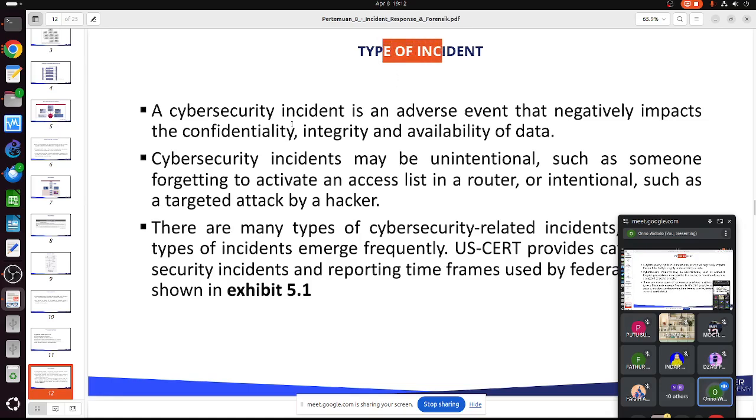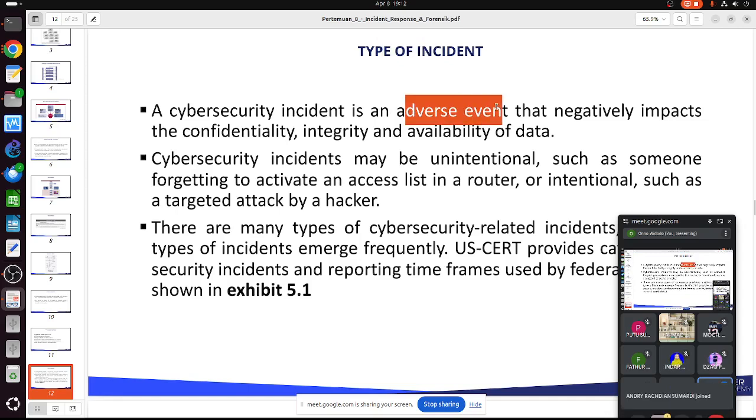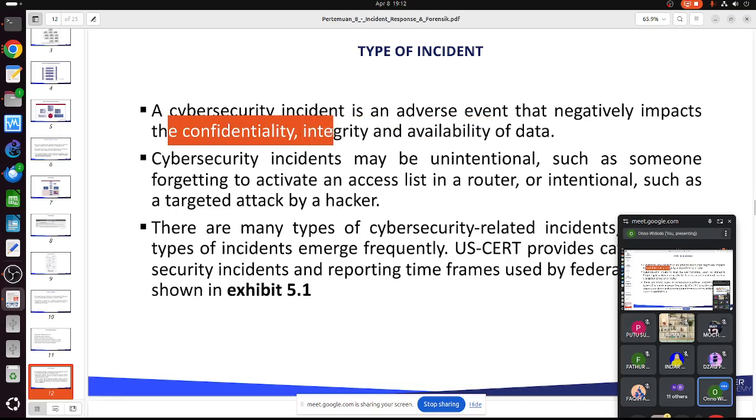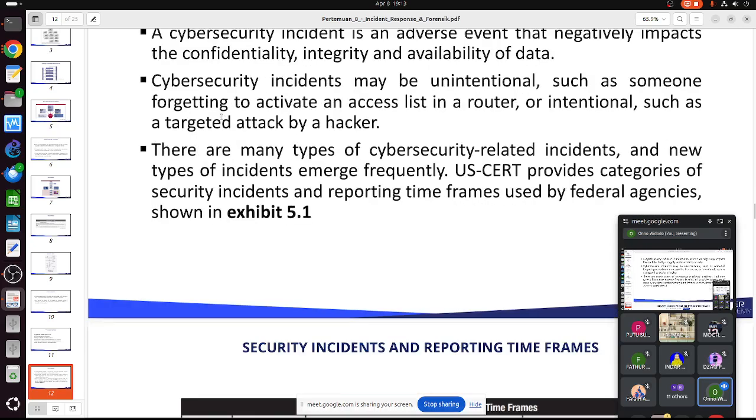Type of incident: it's an event planned by an attacker that will give negative impact to these things: confidentiality, integrity, availability of data. This is called CIA. Confidentiality, integrity, and availability of data. Okay, so that's cybersecurity.